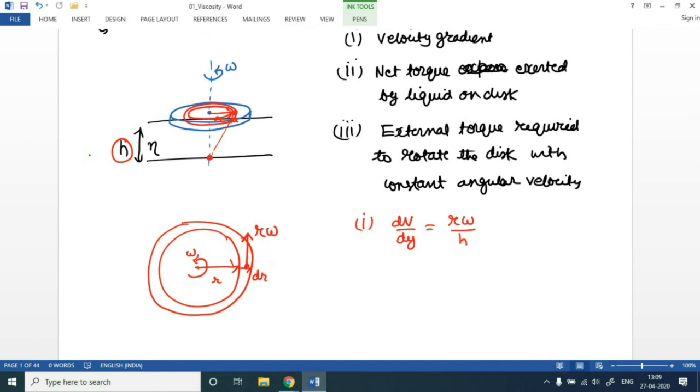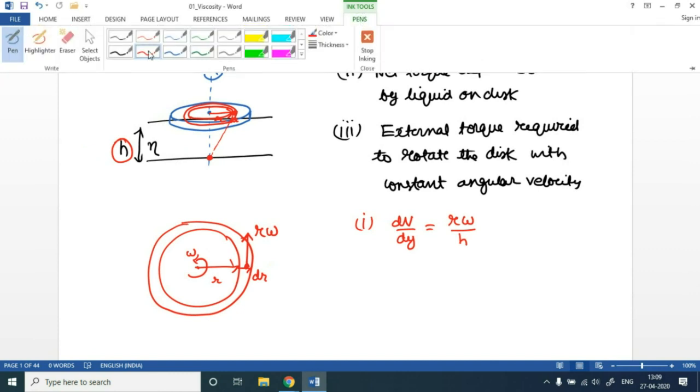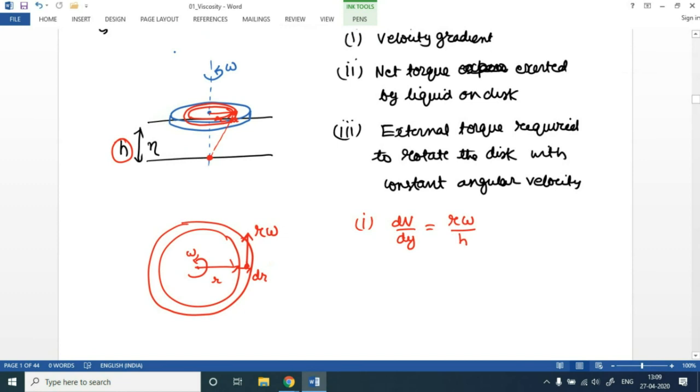So due to this velocity gradient, and since this is in contact with the liquid, this disk will be experiencing a tangential force. Due to this tangential force, there will be a torque acting on this disk over this layer about this axis in this direction. This would be the direction of the torque exerted by the liquid on this disk. And we want to find out the expression for this torque.